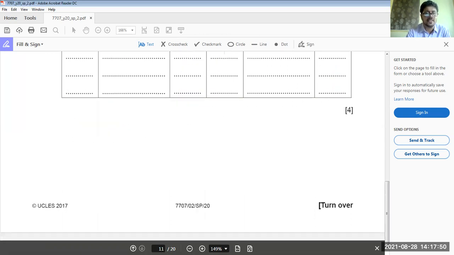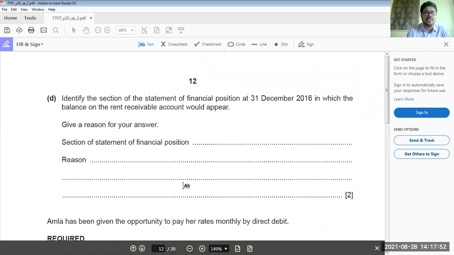Now, next page, next part. Identify the section of the statement of financial position in which the balance of the rent is contained: current asset.